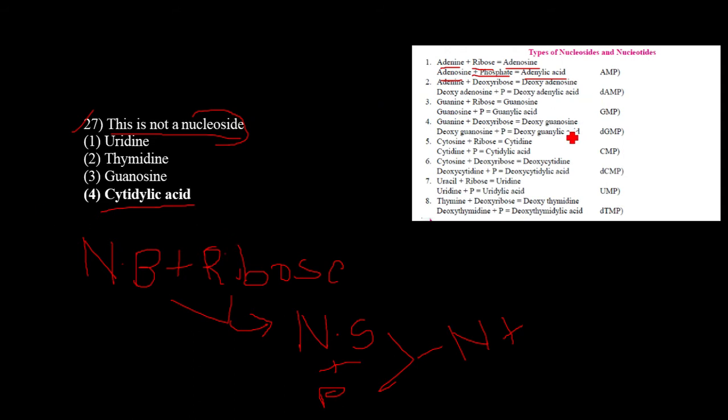cytidylic acid, see here C, cytidylic acid, this is one type of nucleotide, not the nucleoside. Okay, the nucleoside is cytidine plus phosphate. Nucleoside cytidine plus phosphate combine together and form the corresponding nucleotide, that is cytidylic acid. Hence, question number 27, option 4 is the correct answer.